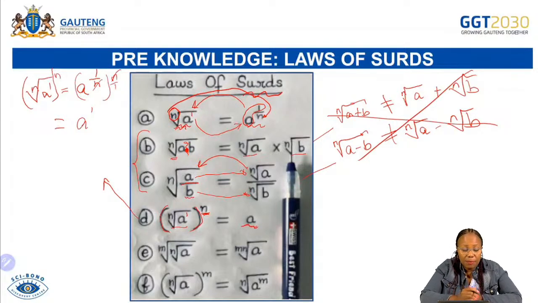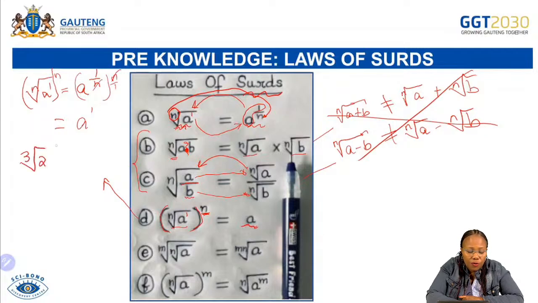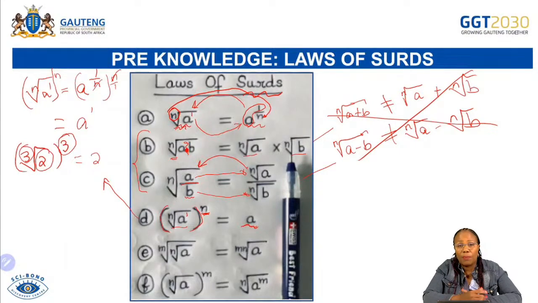This simply means, if you have the cube root of 2 to the power 3, your answer will only be 2. That is what it means. If the number there in your root sign is the same as your exponent, that means your final answer will be what is inside. That is the application of the said rule, because the exponent is the same as the nth root. The answer will be what is inside your root sign.